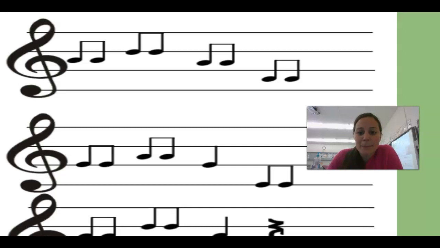So if I know that me is on a space, then that tells me that so is on the space above it. Awesome. So now we know that so and me are on spaces. Since so is on a space, one step up from so would mean that la is on a line. And look, it's right there. So we have so, la, so, me. Listen to that one more time.